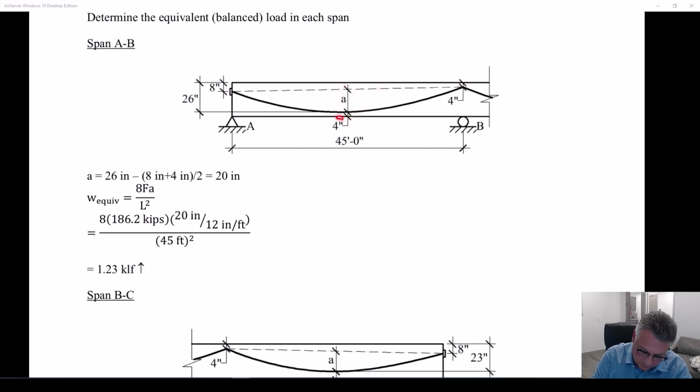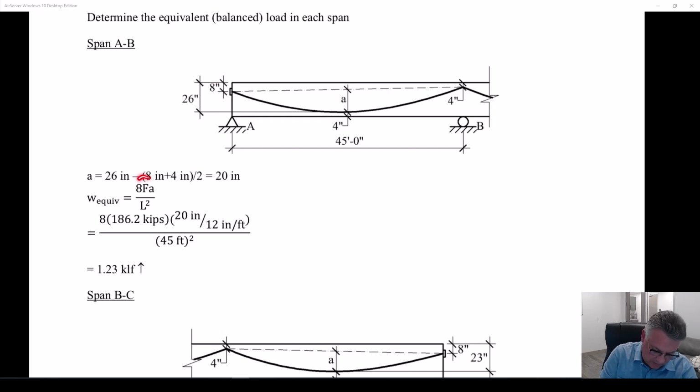So we know this is 4 inches, so the beam was 30 inches deep, minus that 4 inches is 26 inches. So the way I like to do this calculation, keeps me out of trouble, is I start with that dimension from the very top, that 26 inches, minus 8 inches plus 4 inches divided by 2. So I'm measuring the distance, I'm subtracting that distance. So A in this span, in this example, is 20 inches.